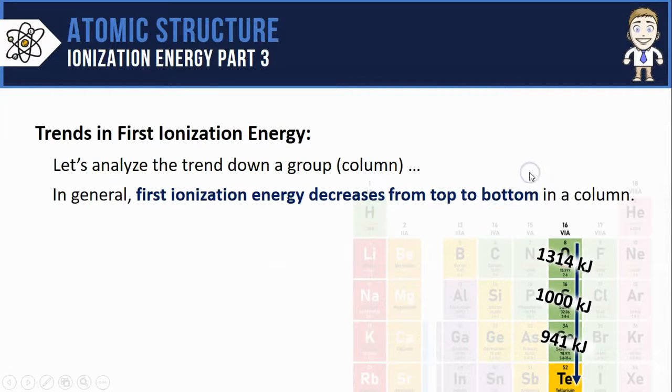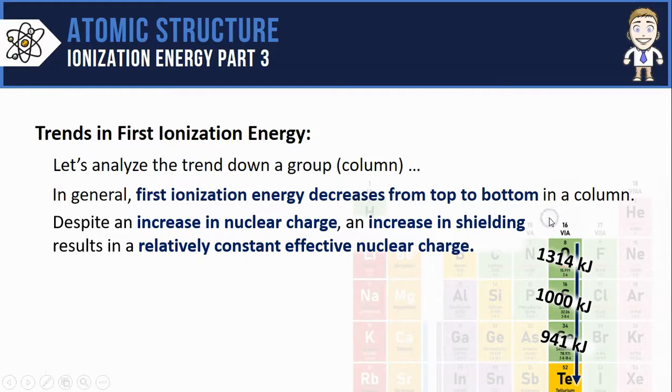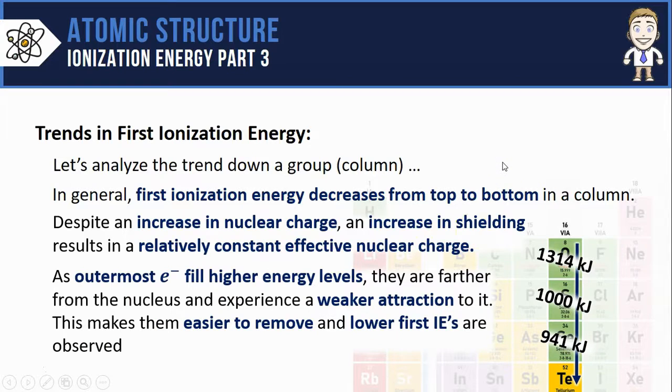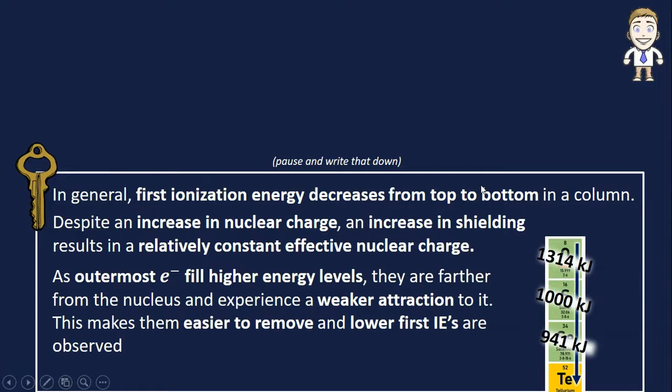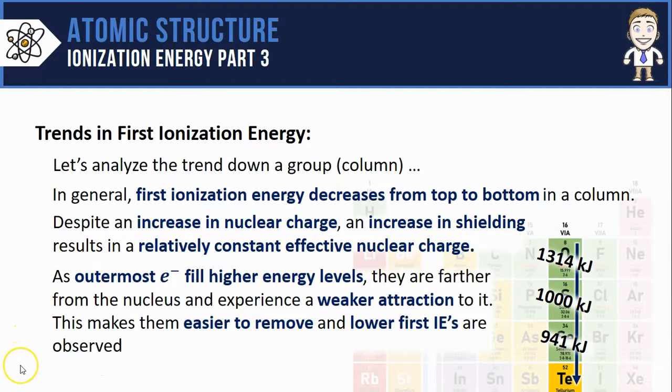Let's summarize these ideas first by saying, in general, your ionization energy decreases from top to bottom within a column. Even though those nuclear charges increase a lot, the increased shielding cancels that out and keeps the effective nuclear charge relatively constant. That means the changes in ionization energy are because those outermost electrons are in higher energy levels, farther from the nucleus, and more weakly attracted to it. Makes them easier to remove, and we get lower first ionization energies. These are the key ideas for the video. Make sure you take a minute to pause and write them down.